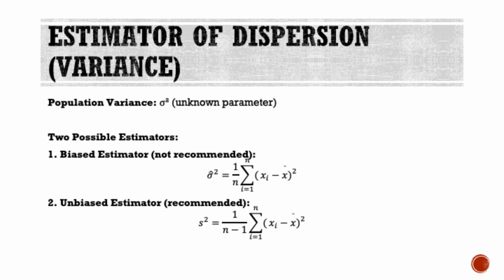Now let's discuss the estimator of dispersion or variance. The population variance sigma squared is unknown, and we need to estimate it from the sample. There are two possible estimators. The first is the biased estimator, which divides by n. This is not recommended because it systematically underestimates the population variance. The second is the unbiased estimator, which divides by n minus 1. This is the recommended estimator.